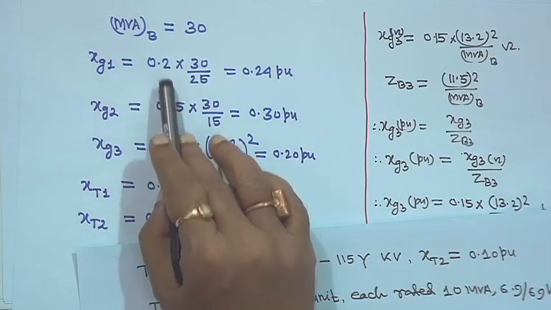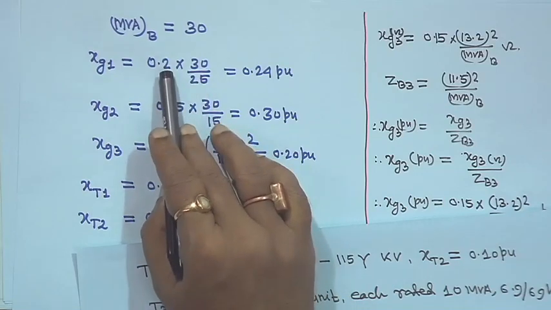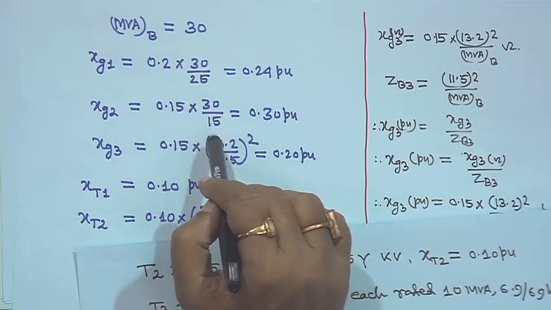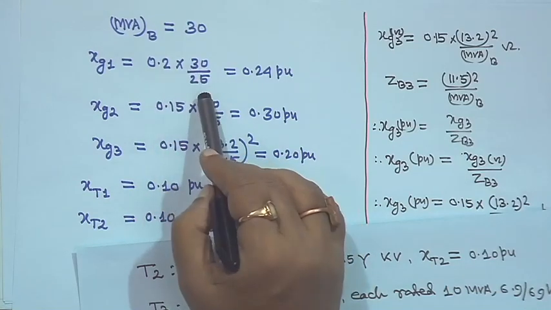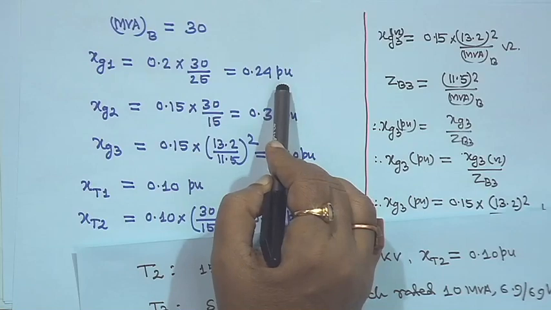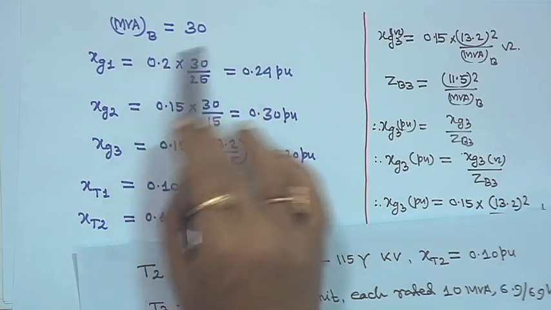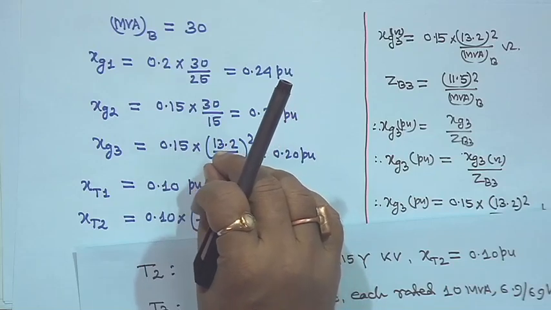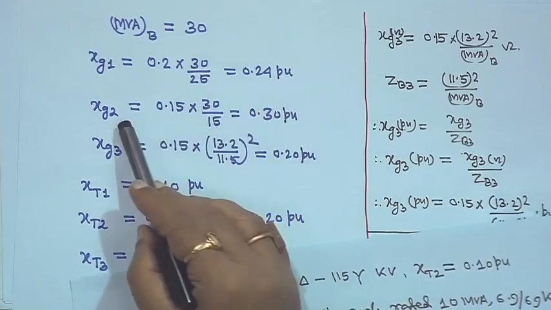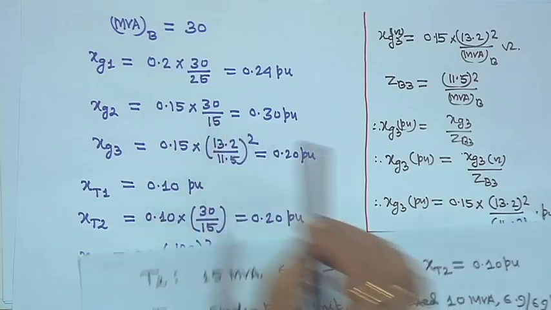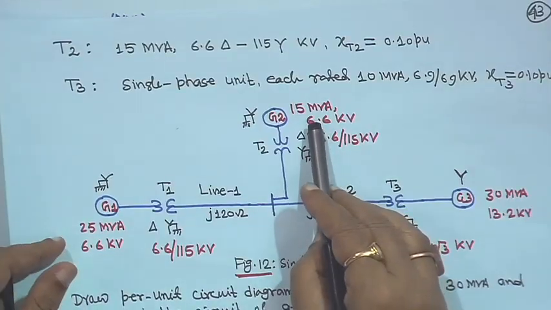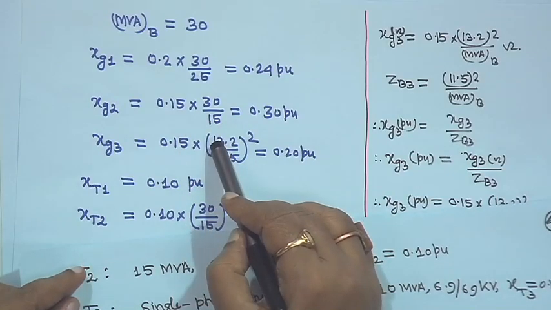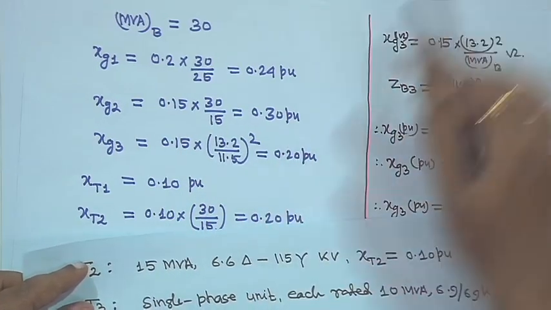So Xg1 is equal to 0.2 into 30 upon 25, because 0.2 was given on its own base, on its own rating. That is 0.24 per unit, because you have to convert everything to a common MVA base and common voltage base. Similarly, Xg2 will be 0.15 into 30 by 15, because the generator is 15 MVA but the base MVA is 30. So it will be 0.30 per unit.